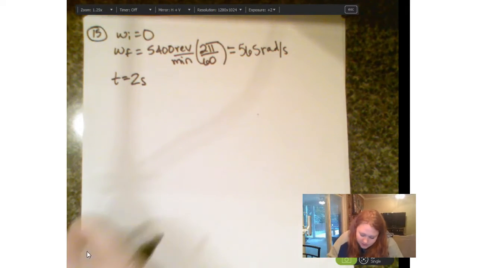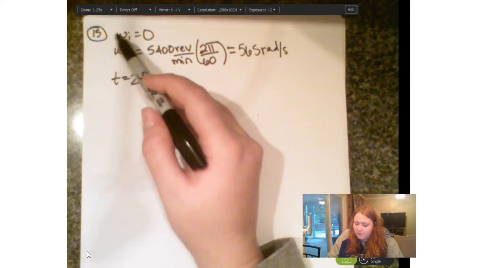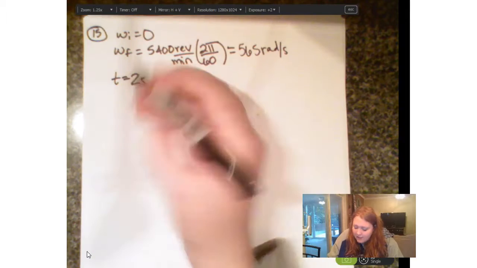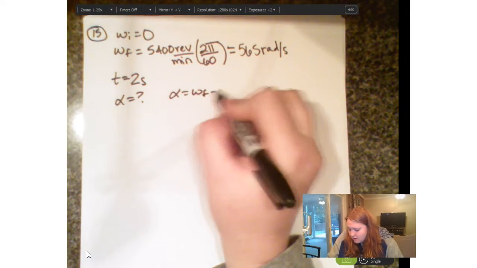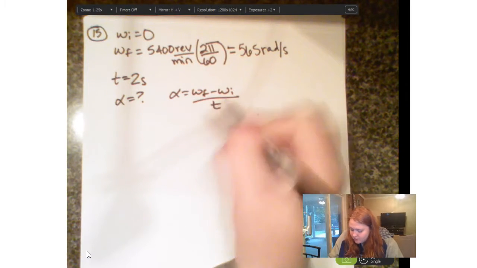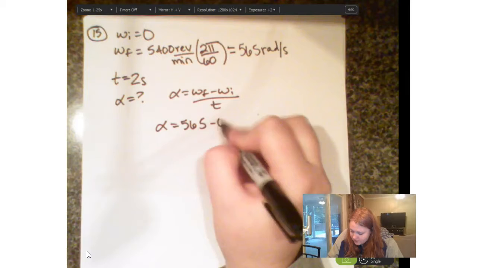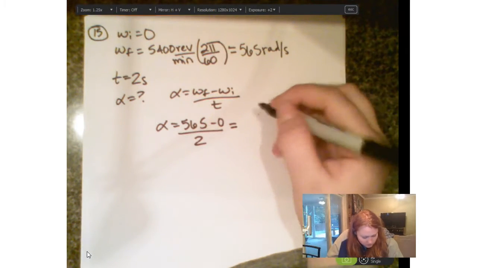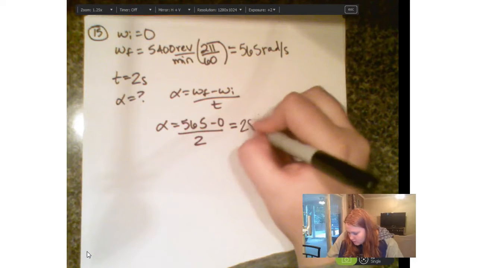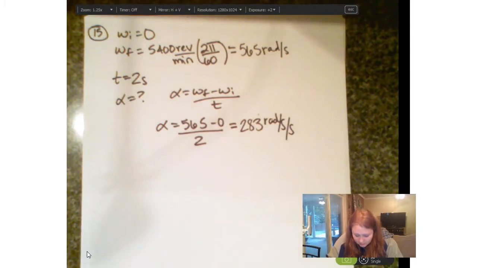Now the first question was the angular acceleration of the disk. Guys, again and again we've seen omega i, omega f, t, and it's asking for angular acceleration. I'm going to use this equation. So alpha is going to be 565 minus 0 over 2. So I will get about 283 radians per second squared, or per second per second.